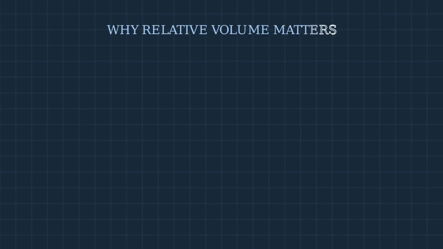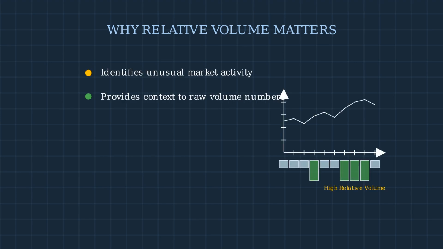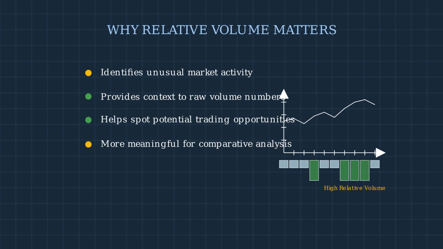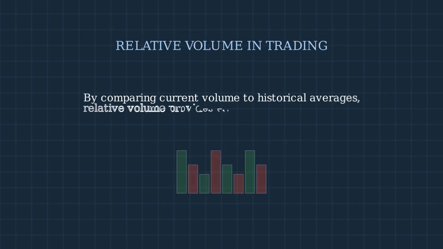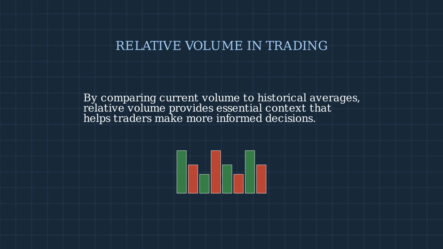Relative volume is a key indicator used by traders to identify unusual market activity. It helps identify unusual market activity and provides better context to raw volume numbers. This makes relative volume more meaningful for analysis and helps traders spot potential trading opportunities. By comparing current volume to historical averages, relative volume provides essential context that helps traders make more informed decisions.